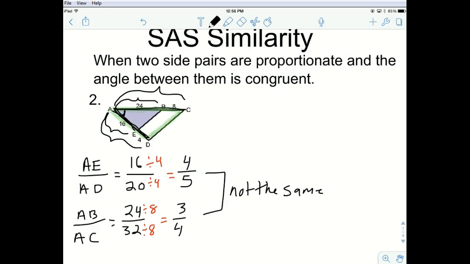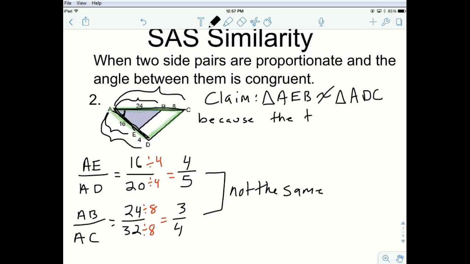Triangle AEB is not similar to triangle ADC because the two sides are not proportionate.